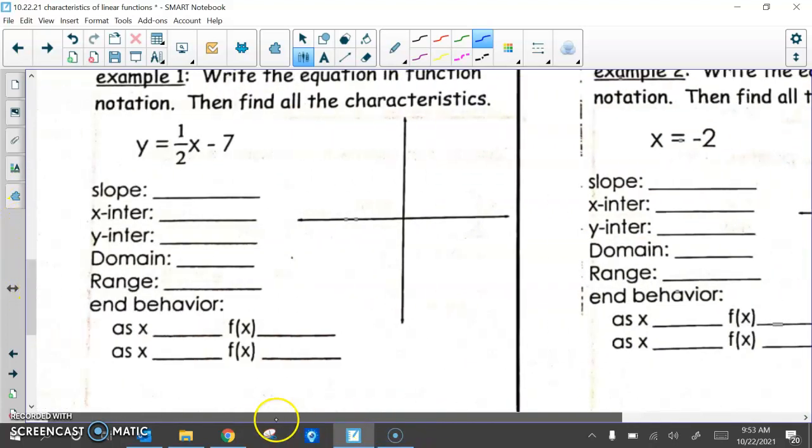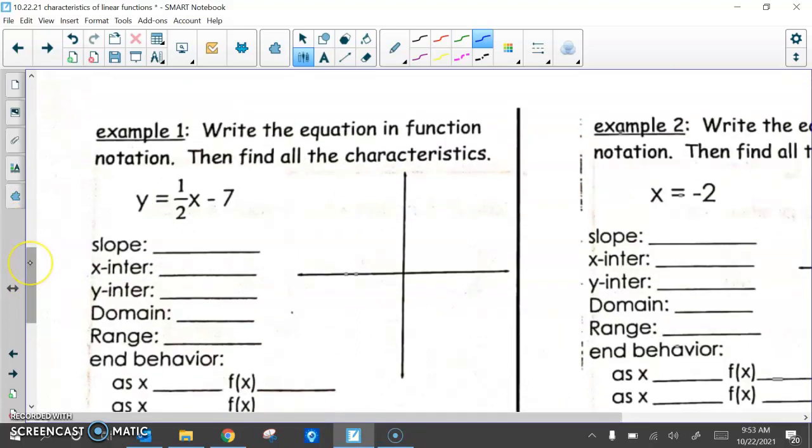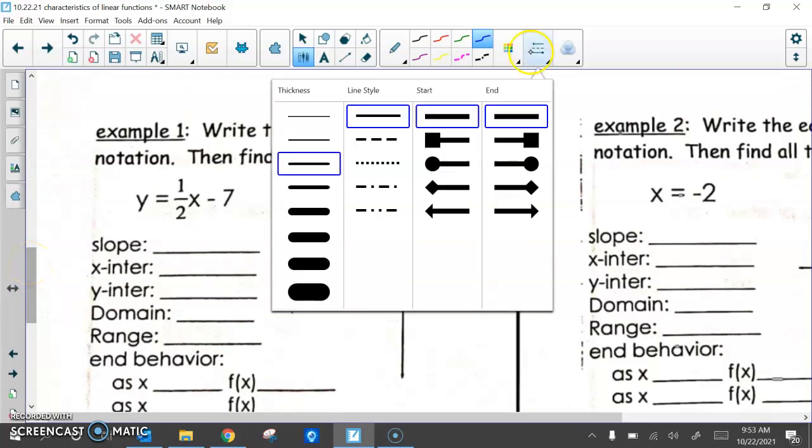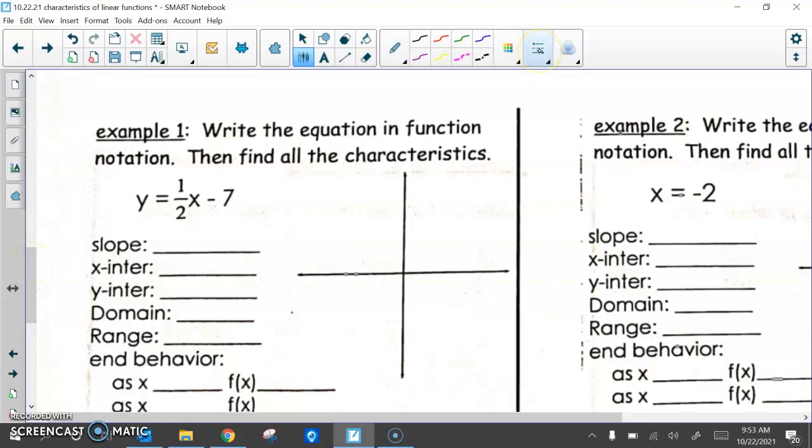Okay, so let's practice some of these. It says write the equation in function notation, then find all the characteristics. So we already have this, but it wants it in function notation, so we're going to write it as f of x. And I know two things when I'm given this form, mx plus b.